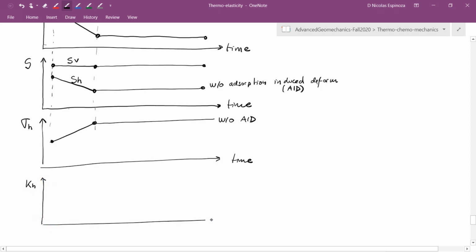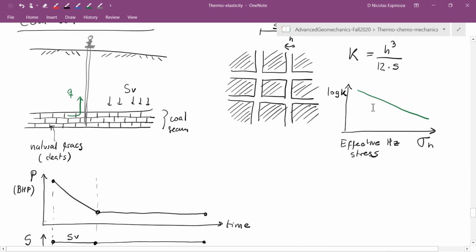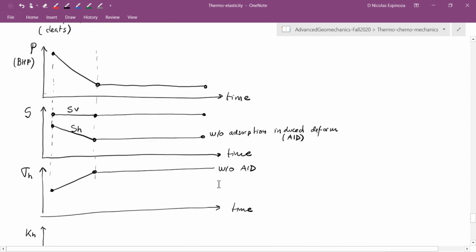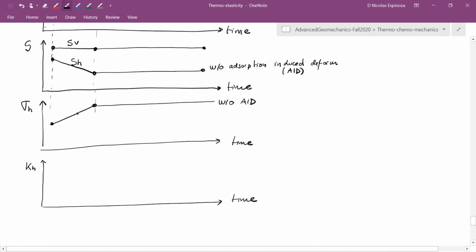And one more thing, what would happen now to permeability in the horizontal direction as a function of time? If the horizontal effective stress increases according to this law that I have over here, the permeability of the medium should, if the effective horizontal stress increases, then the permeability should decrease, right? So increased effective horizontal stresses are going to cause the permeability, let's say the initial value somewhere over here, to decrease.